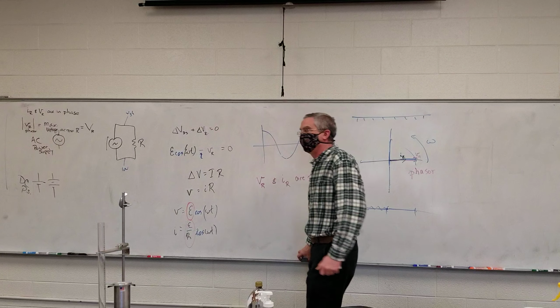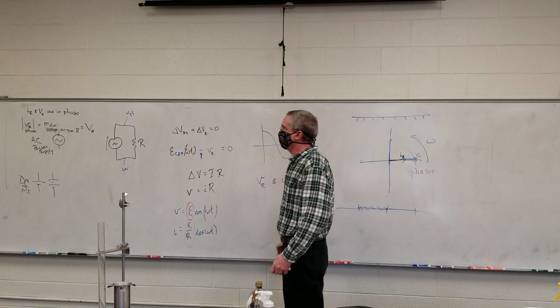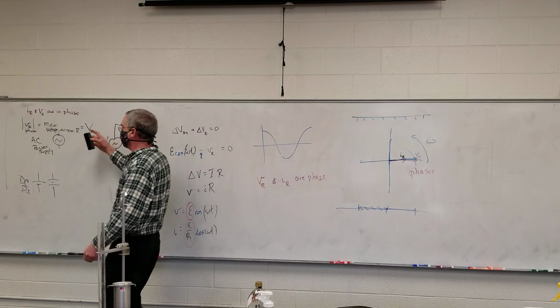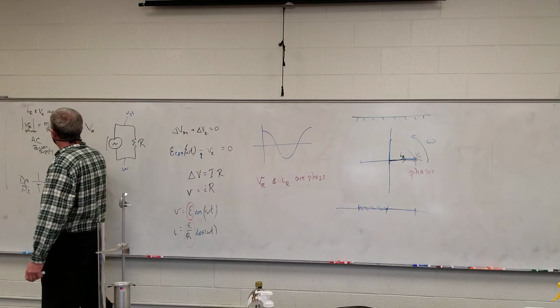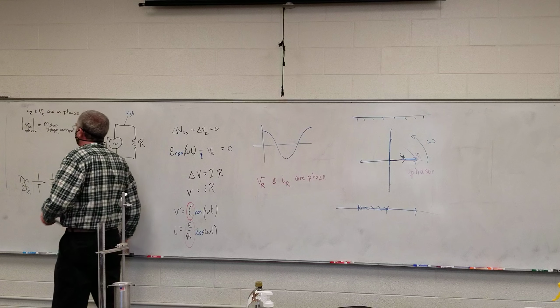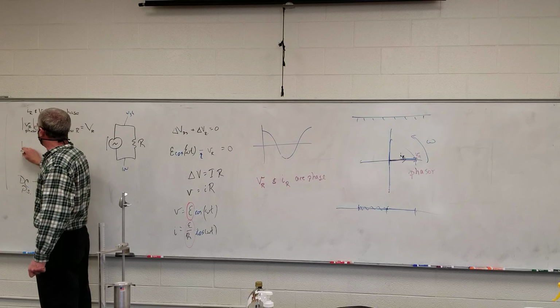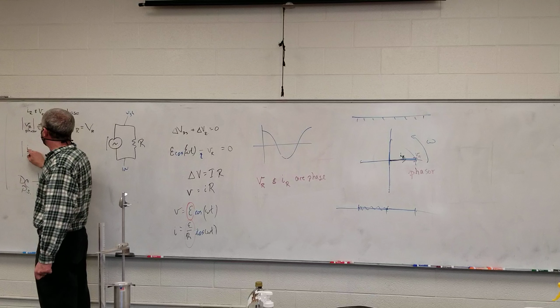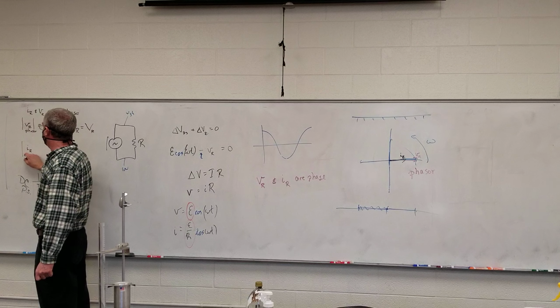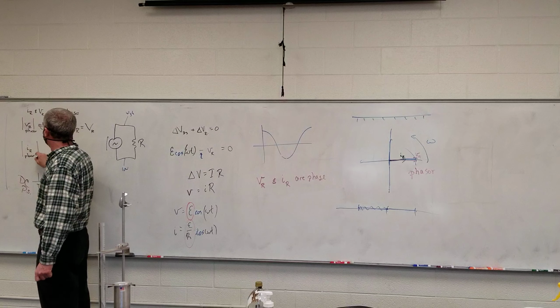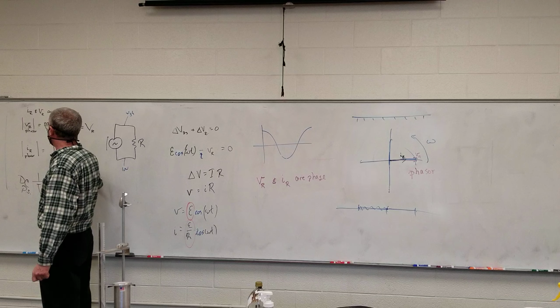Did you say lowercase r? Did you mean like a subscript? Capital V with a subscript r. And then the magnitude of my I sub R phasor would just be capital I sub R.